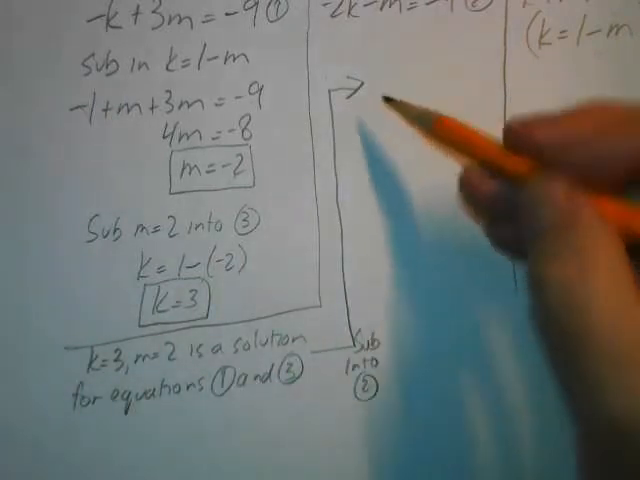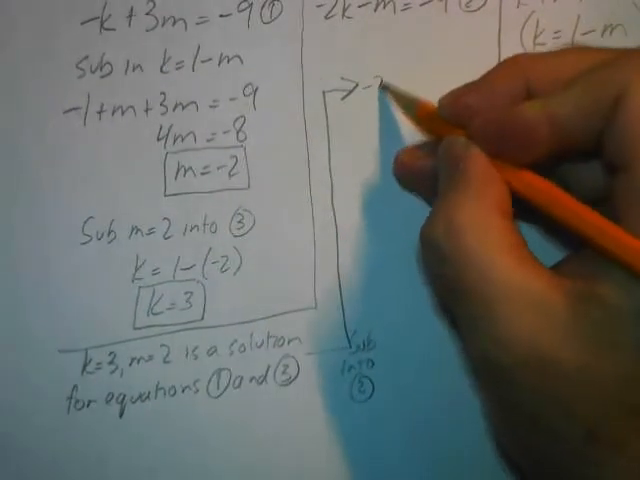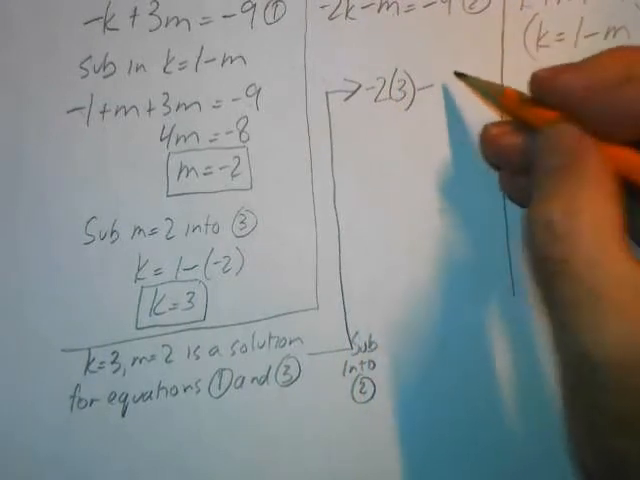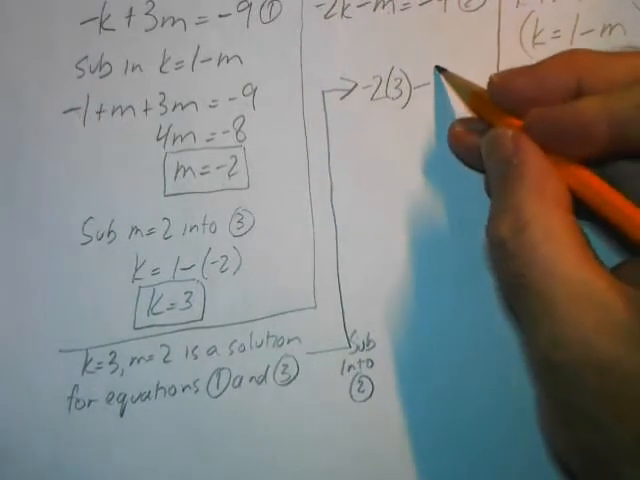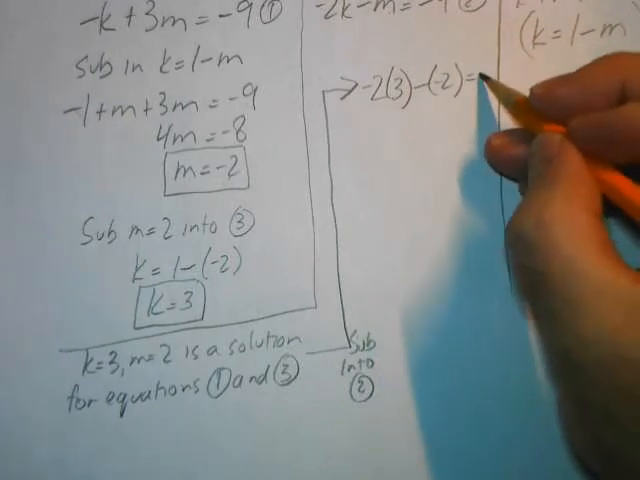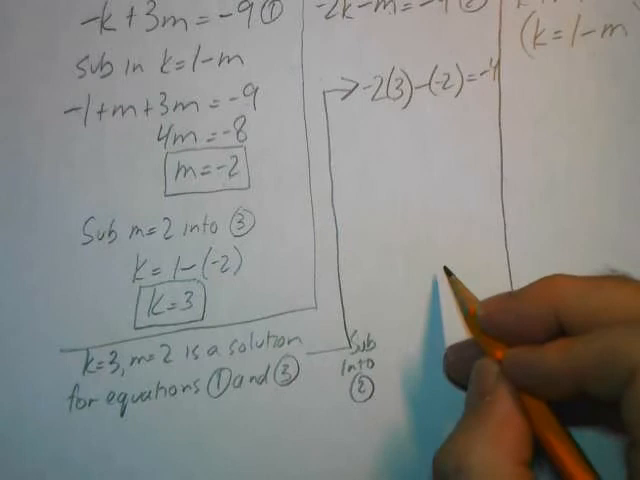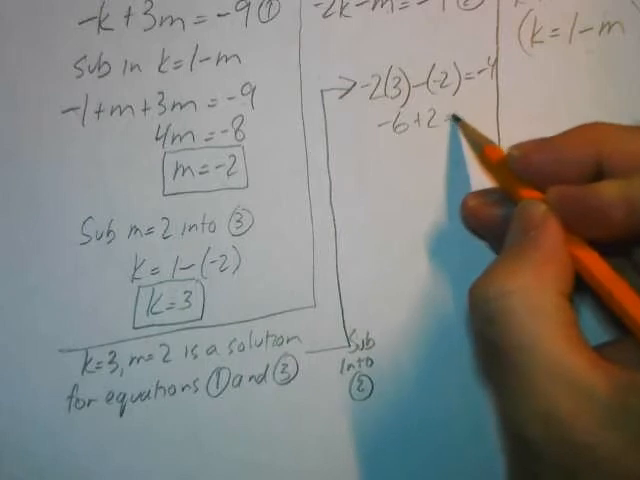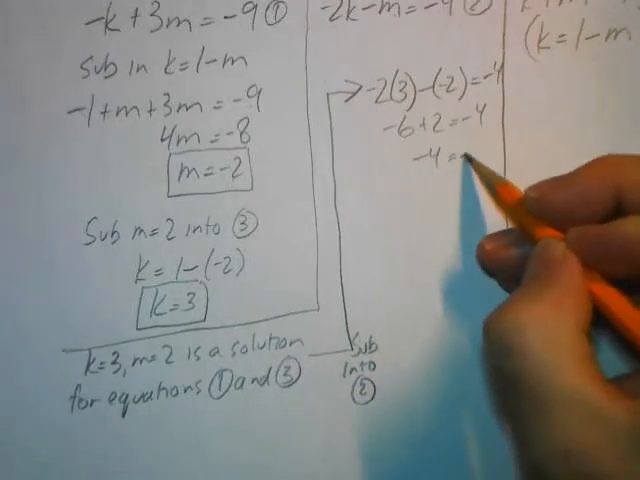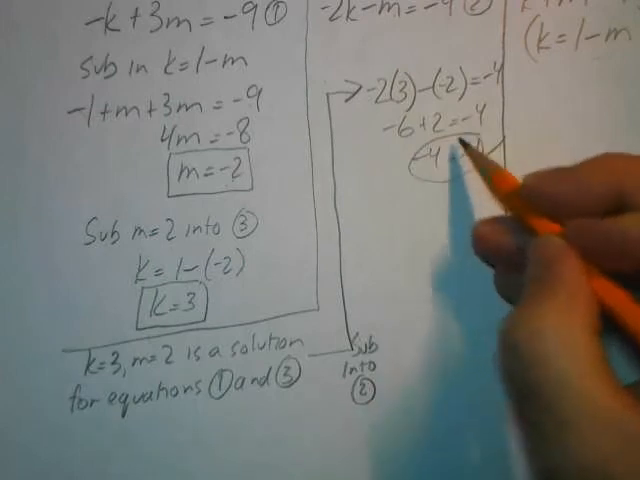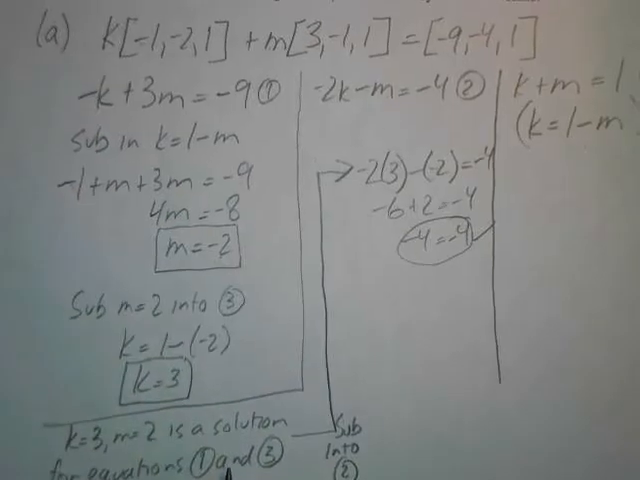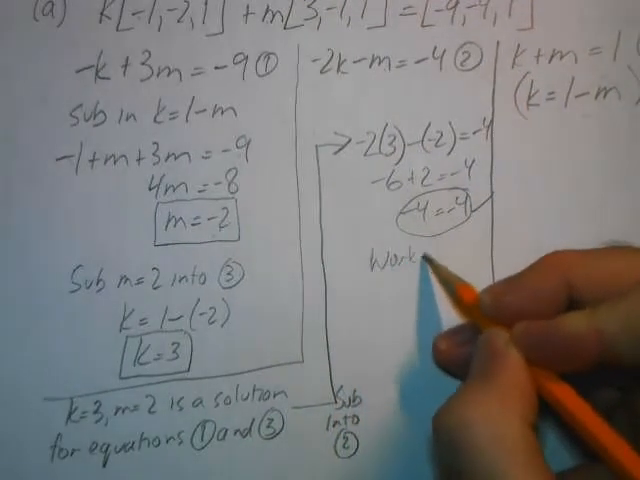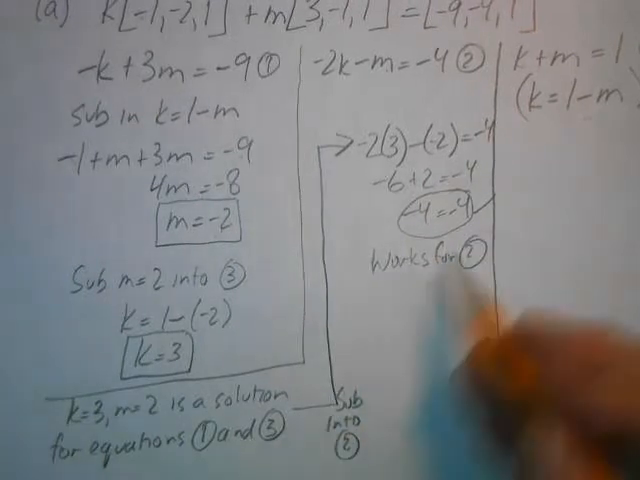So negative 2k is -2 times 3 minus m, which is -2, is equal to -4. And we get -6 plus 2 is equal to -4. -4 equals -4. That is definitely a true statement. So therefore, this solution for equations 1 and 2 also works in equation 3. So it works for 2. So now it works for all 3.